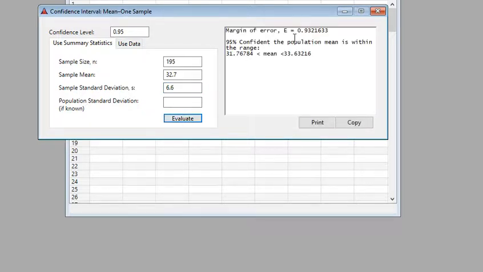The nice thing here is that they actually give you the margin of error, which I like. Not that we couldn't get it from our graphing calculator's output, but it's just a little bit nicer to have it here. So again, 31.678 to 33.632. Does that help? Okay, yes.